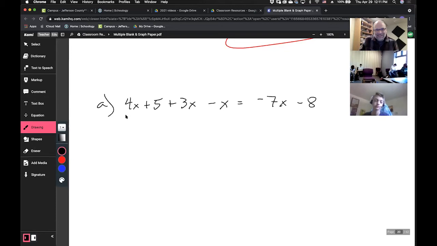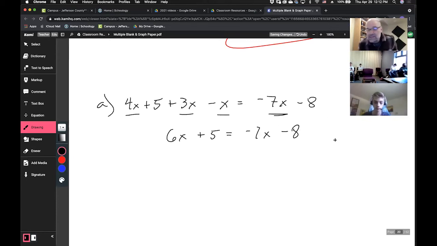Let's clean up this left side so we have some x's that can be combined into one x term. Everything's good over here. There's no other x's. So let's just combine this. We have 4x's plus 3x's minus an x. So that's 6x plus 5 equals, and there's nothing to combine over here. The right side is already simplified.